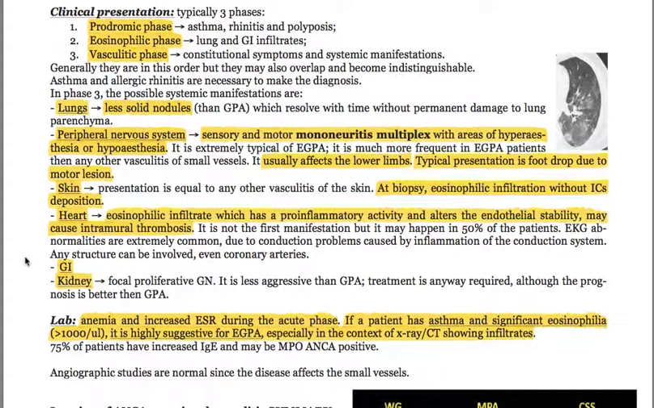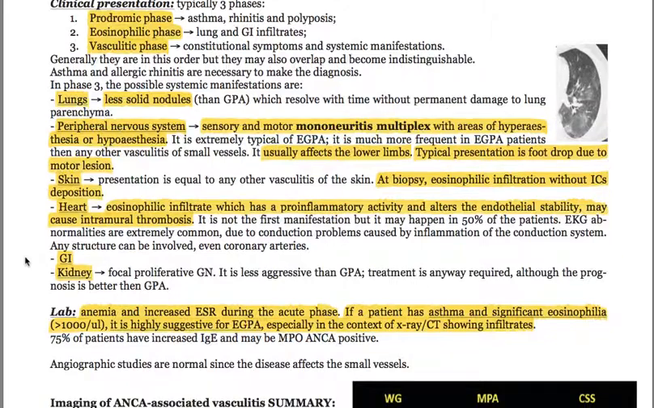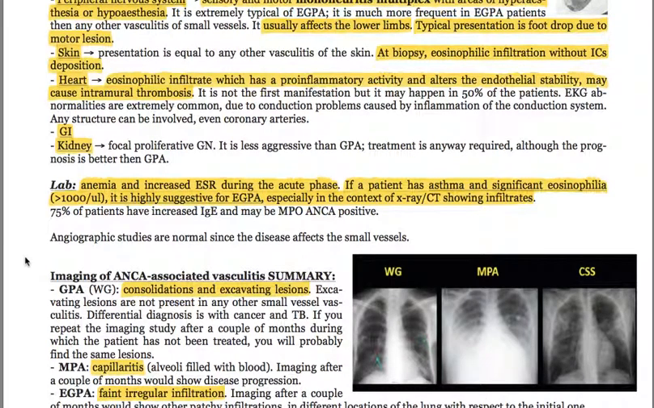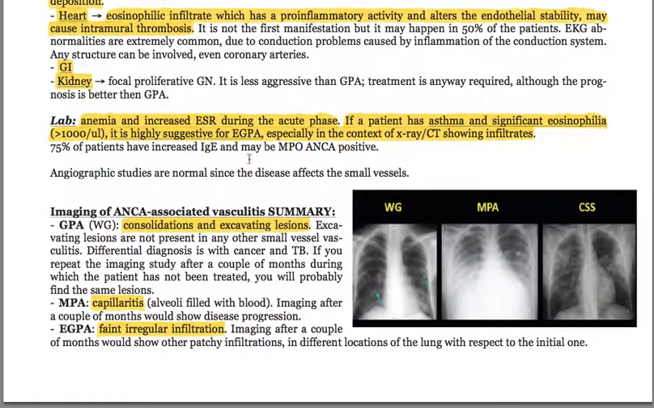Treatment is always required, although the prognosis is better than granulomatosis with polyangiitis. The labs show anemia and increased ESR during the acute phase. If a patient has asthma and significant eosinophilia, more than 1000 per microliter, it's highly suggestive of EGPA, especially in the context of X-ray or CT showing infiltrates. 75% of patients have increased IgE, and maybe 40% are MPO ANCA positive. Angiographic studies are normal since the disease affects the small vessels.